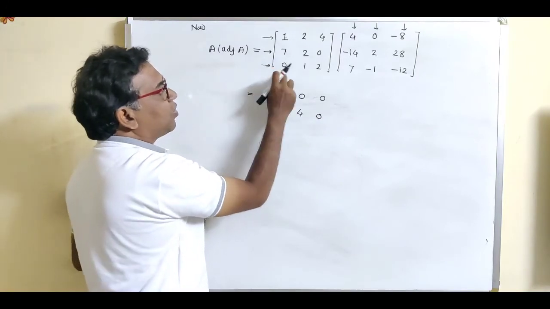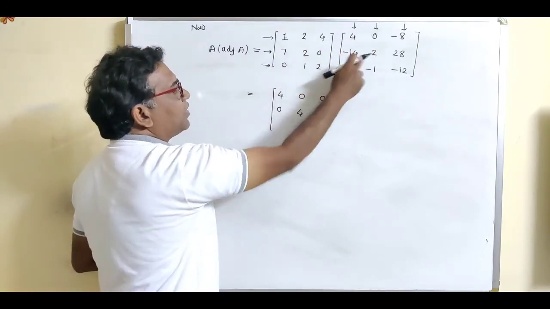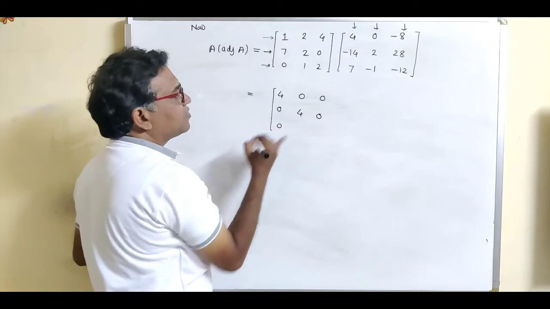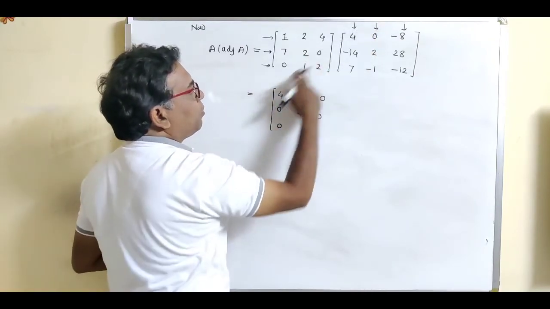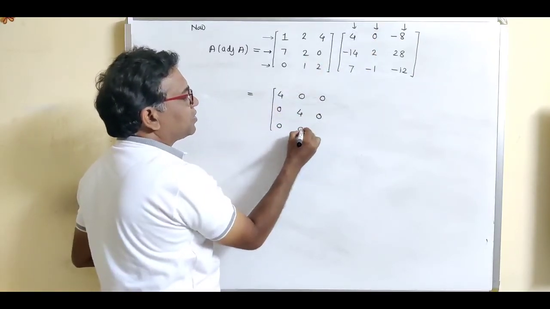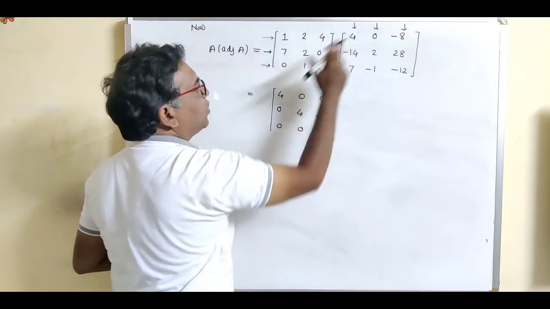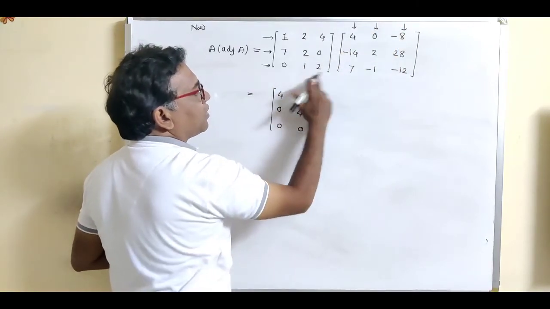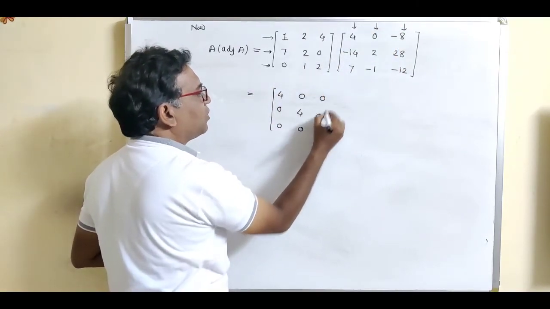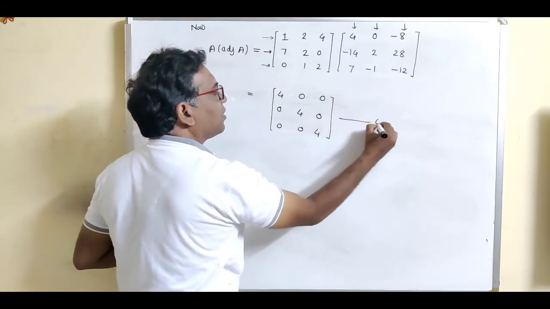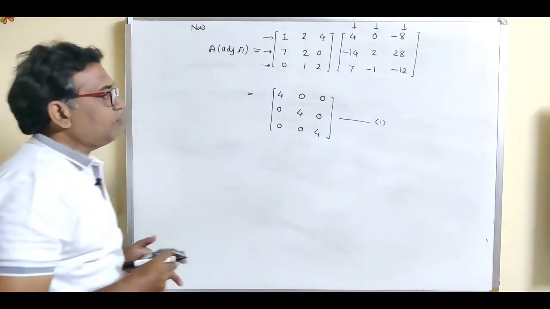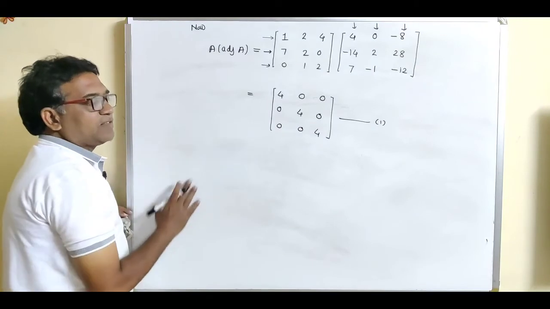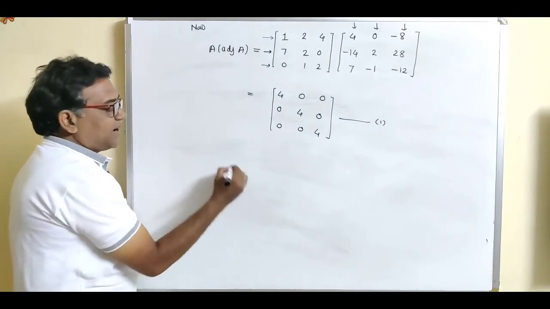Now consider the third row. 0 minus 14 plus 14, this is 0. 0 plus 2 minus 2, this is 0. 0, 28 minus 24, so this will be 4. So this is our equation number 1. So this is our left hand side. Now what is the right hand side?